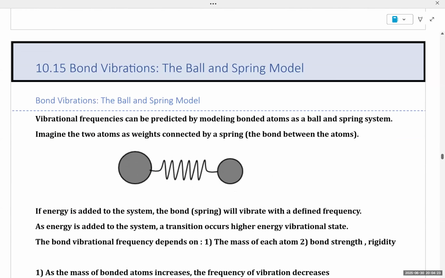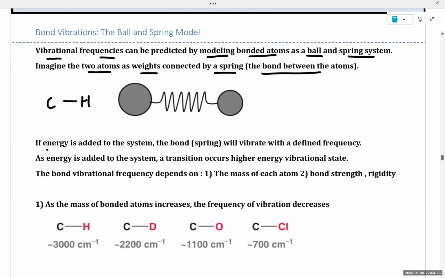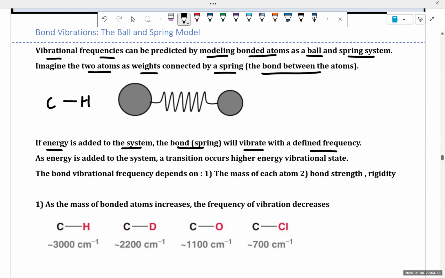Now, it's important to develop a mental model for bond vibrations, and the most common model is the ball and spring model. Vibrational frequencies can be predicted by modeling bonded atoms as a ball and spring system. For example, if you have a carbon-hydrogen bond, you can imagine the two atoms as weights connected by a spring, where this spring is the bond between atoms. Now, if energy is added to the system, the bond and spring will vibrate with a defined frequency.